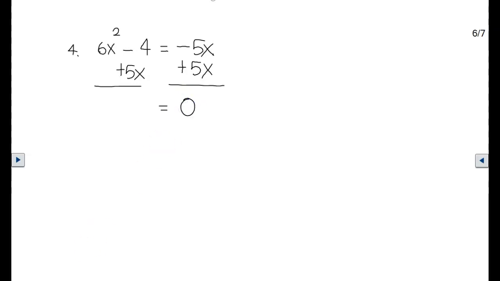On the other side, make sure you put things in the right order. We want ax squared first, so we're going to put 6x squared first. Then we want plus bx, so we'll put the plus 5x second, and then our minus 4 at the end. So there is step 1 complete. We have made this equal 0, and on the left side we have ax squared plus bx plus c. All right, now it's time to do the guess and check part of this.